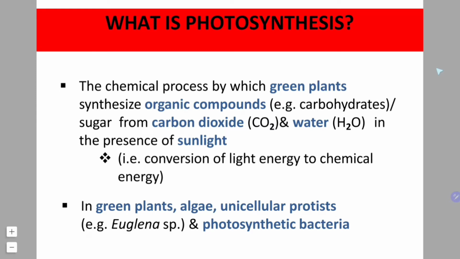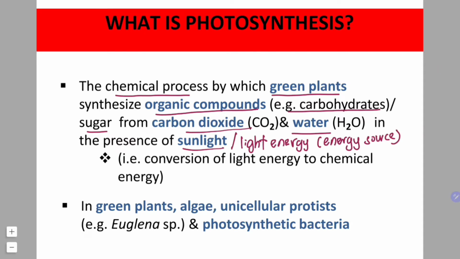First, the definition of photosynthesis. So what is photosynthesis? It is the chemical process by which green plants or other photosynthetic organisms synthesize organic compounds such as carbohydrates, including sugar, from carbon dioxide and water in the presence of sunlight or light energy as the energy source. So basically, photosynthesis is a process that converts the light energy into chemical energy that is stored in the form of carbohydrate, for example, sugar or glucose.